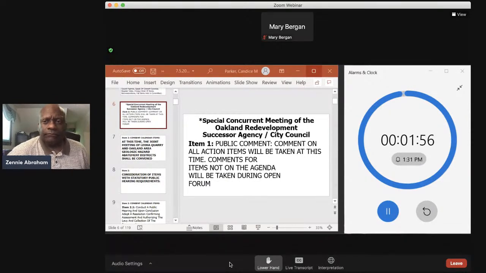Councilmember Mary Bergen speaking for the League of Women Voters. Councilmember Kalb's charter reform measure, item 12, has as one of its provisions the requirement that proposed ballot measures have at least 2 hearings before the council approves them.